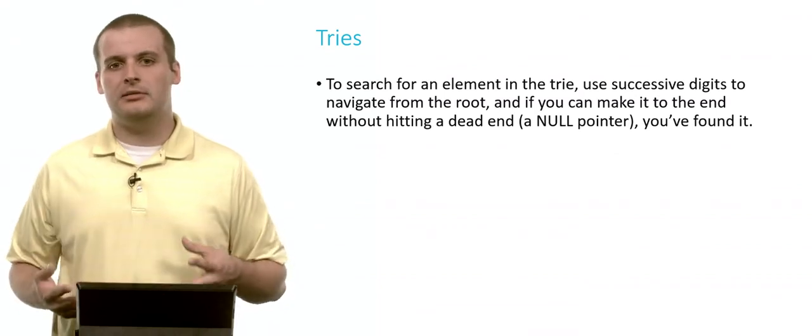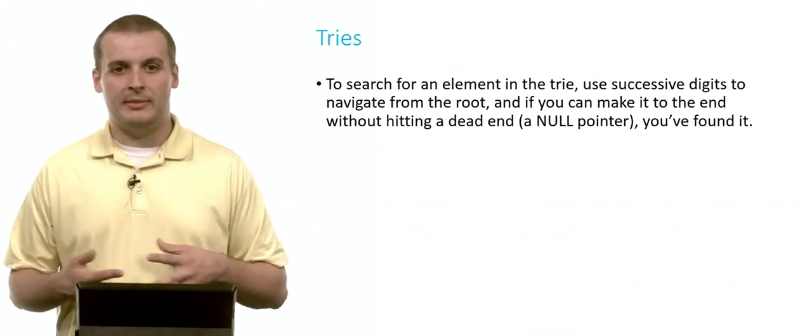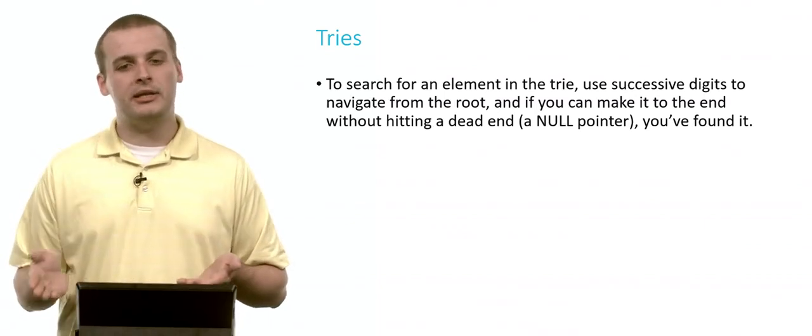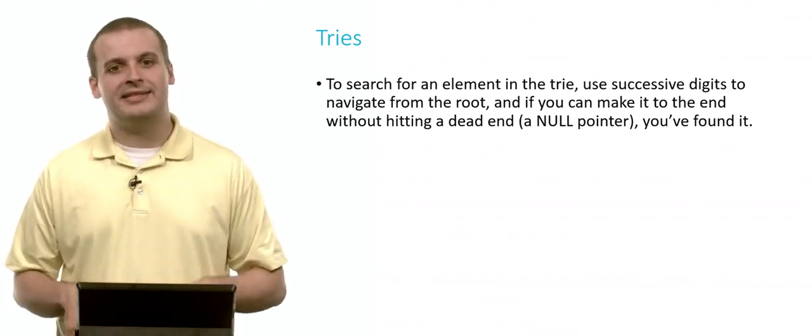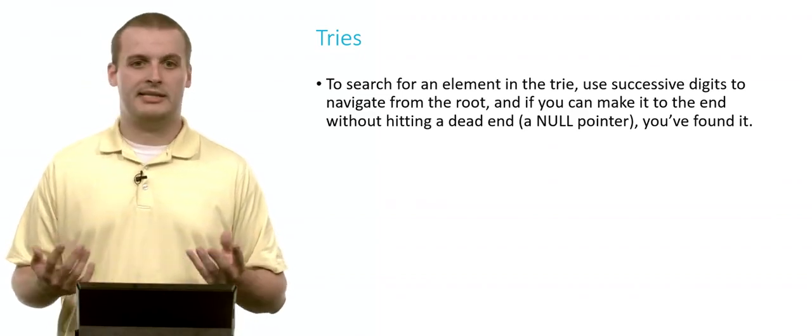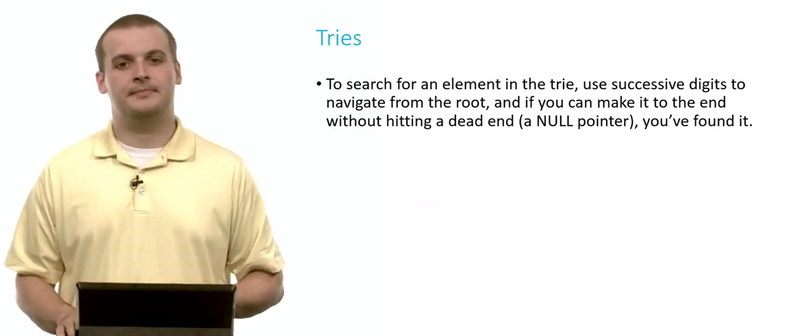Now we just use the digits of the key to see if we can navigate from the root to where we want to go in the trie. If we hit a dead end at any point, then we know that that element can't exist, or else that path would have already been cleared. If we make it all the way to the end, all we need to do is look down and see if that's the element we're looking for. If it is, success. If it's not, fail.